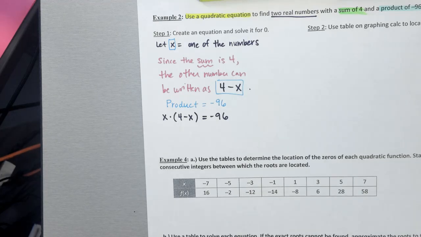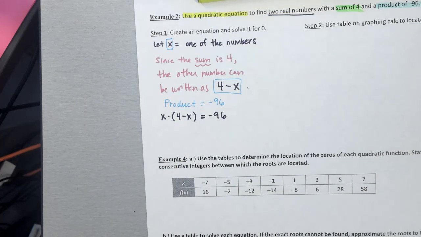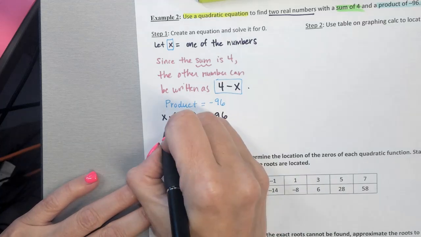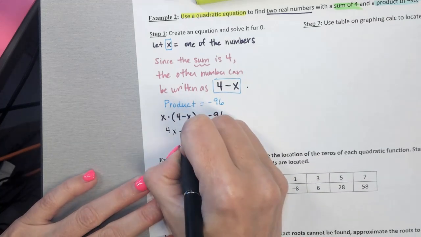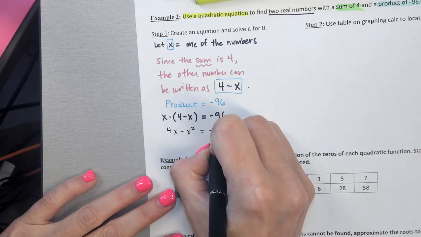And then we are going to multiply this out. So if we multiply that, let's see what we get. What are we going to do on this side? Yep, let's distribute. So x times 4 is 4x. X times x would be negative x squared, because that's a minus.